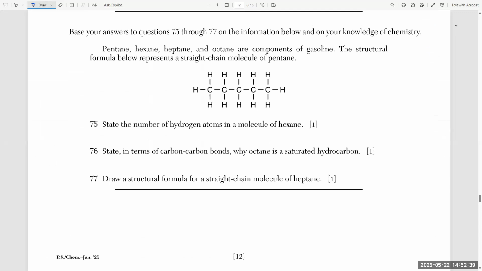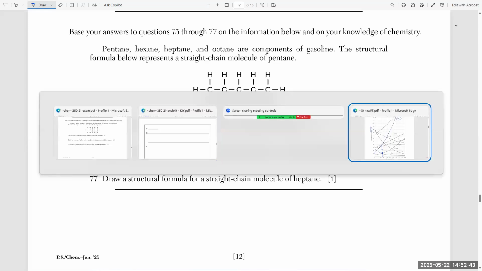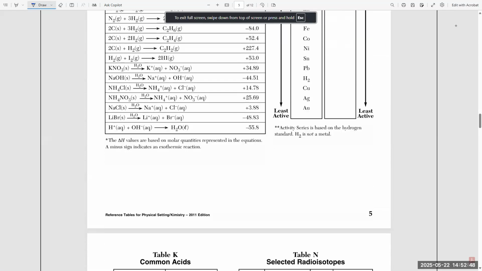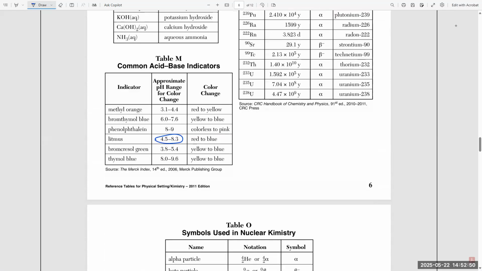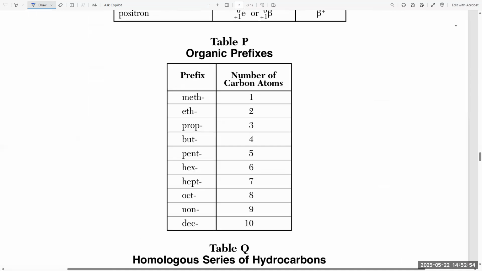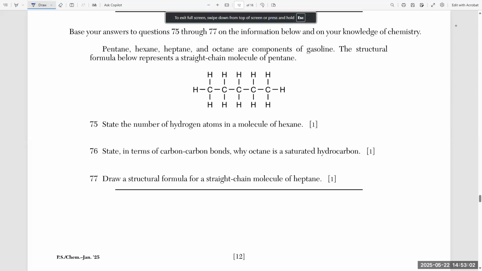So you know what? There is a table of prefixes. And this is the thing I told you, it's the dumbest thing ever because they give it to you here. Organic prefixes. And it's the only time when you need it, right? So there are prefixes right here. If you follow this, you'll understand that pent is 5, hex is 6, hept is 7, oct is 8.